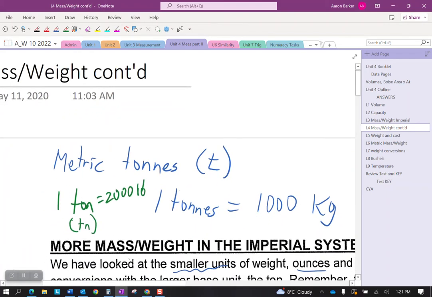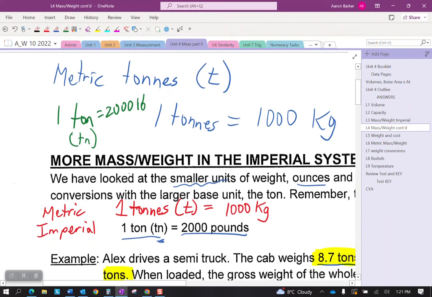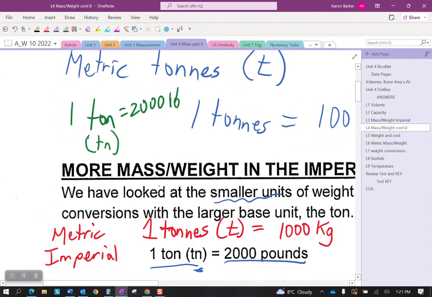Questions? So we looked at ounces and pounds. You can write this down as well. This is the metric.